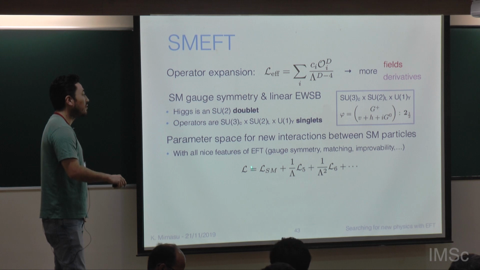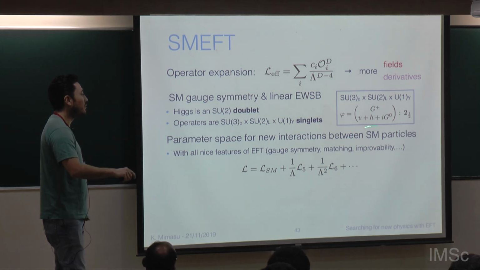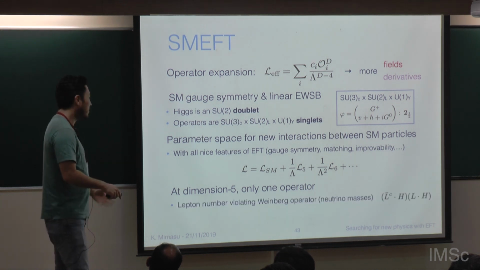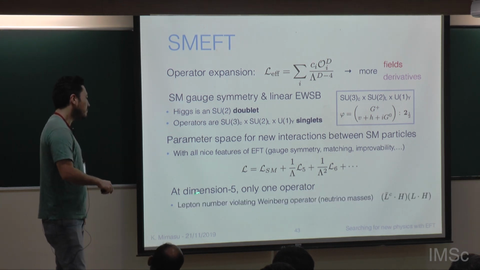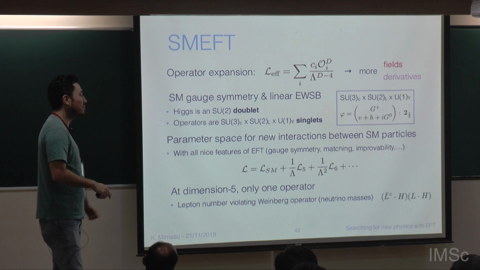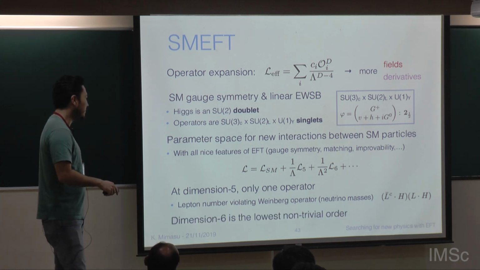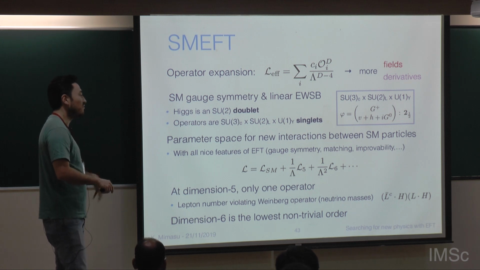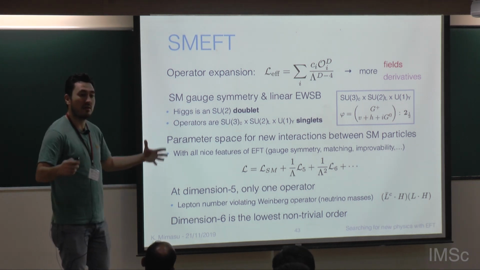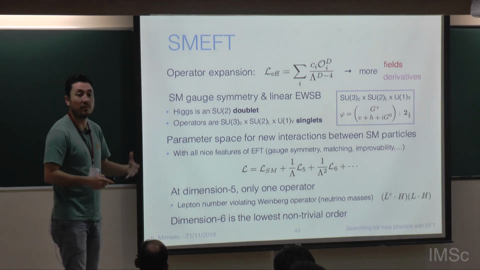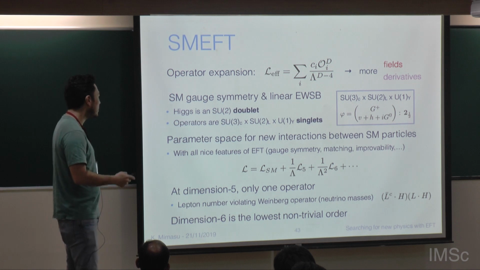So we have our standard model Lagrangian supplemented by successively higher dimensional operator Lagrangians. It turns out at dimension 5 there's only one operator, which is this lepton number violating Weinberg operator for neutrino masses, which Richard might talk about today, I'm not sure. And so dimension 6 turns out to be the lowest non-trivial order in this sense, where you really have a big body of operators that you can work with and parameterize various different types of new interactions between the standard model particles.